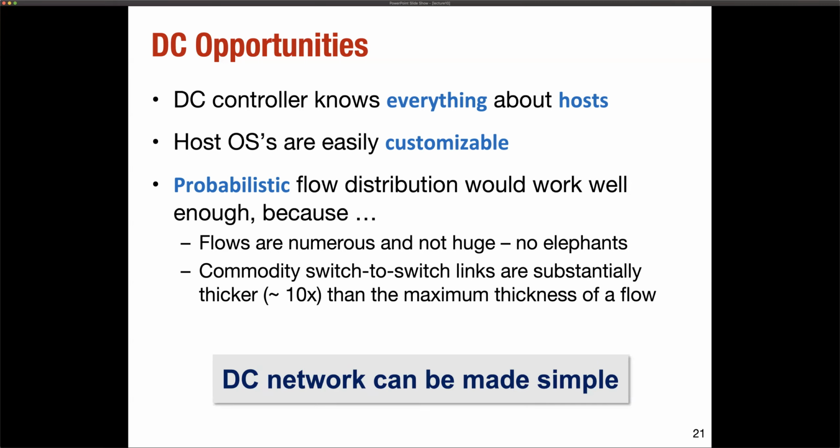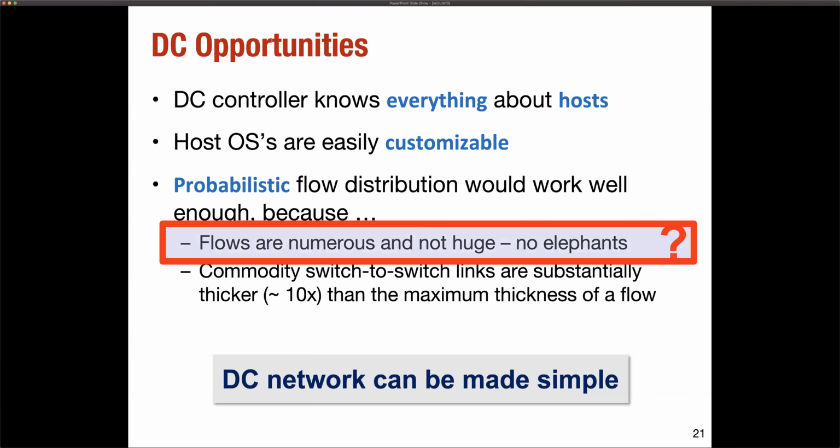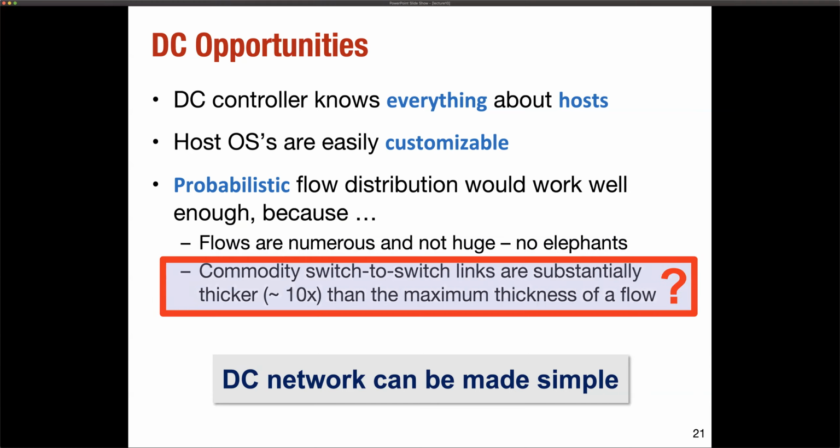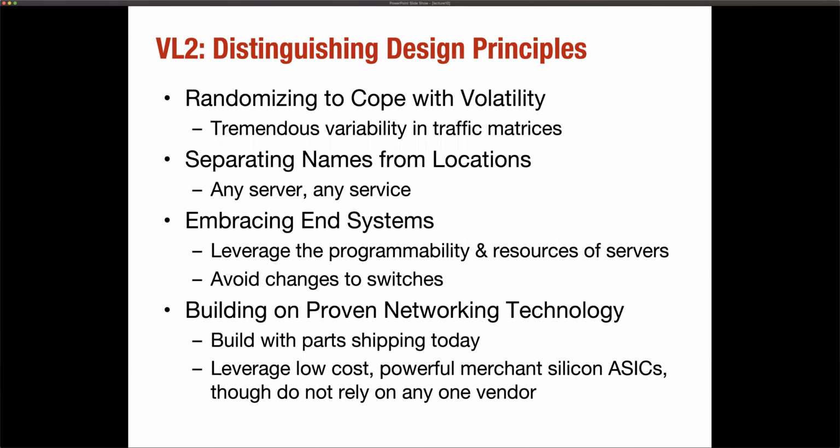So all these observations are telling us that it is possible to make data center networks which are much simpler than the way they were designed earlier, right? The kind of architecture that we saw earlier, it is possible to design something which is much simpler than that. So how can we leverage these type of observations?